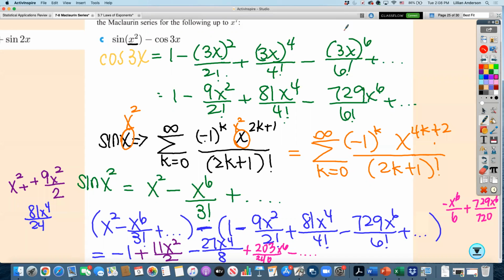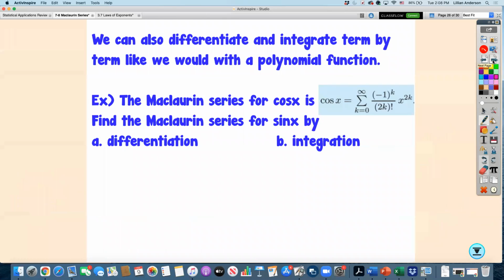Now, when we differentiate or integrate, we would do so like how we would with a polynomial function, term by term. So we're going to take the Maclaurin series for cosine x, which is here on the board already. And we're going to find the Maclaurin series for sine x by differentiation and through integration.